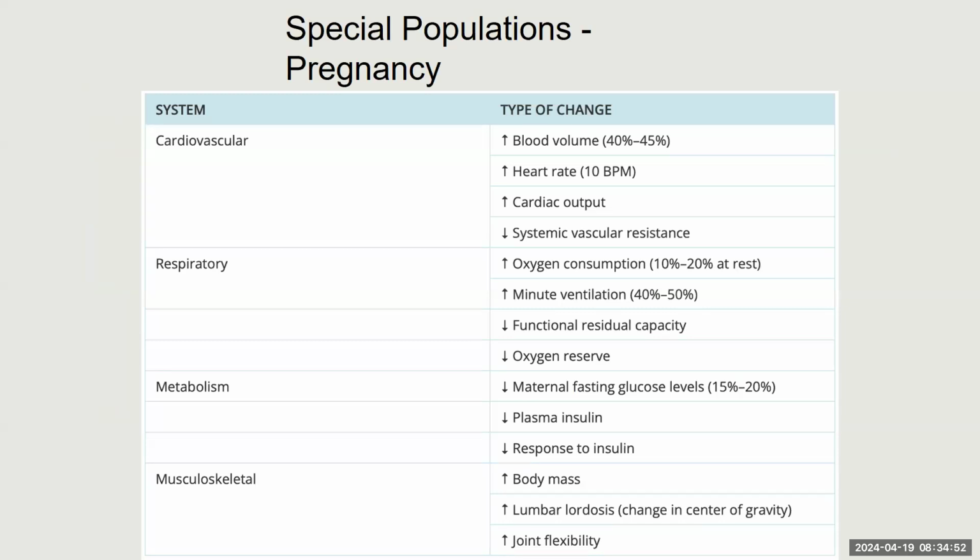So again, with pregnancy, you're going to have an increased blood volume, increased heart rate, increased cardiac output, but decreased systemic vascular resistance. You're going to use more oxygen and you're going to have a higher minute ventilation. You could have a decreased functional residual capacity and decreased oxygen reserve. Like I said, the maternal fasting glucose levels are decreased about 15 to 20%. Decreased plasma insulin in response to insulin. Obviously, increased body mass and increased lumbar lordosis due to that change in gravity and increased joint flexibility.